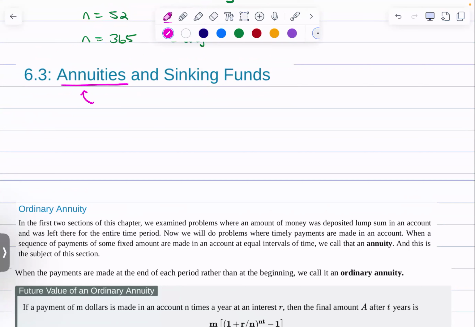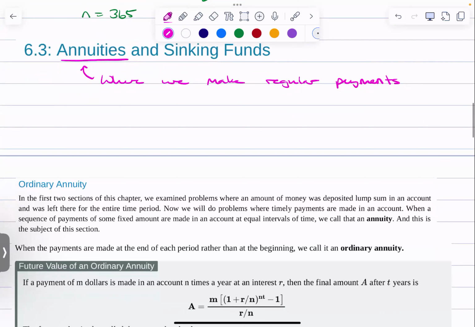But annuities are where we make regular payments, right? And by regular, I mean monthly payments or maybe annual payments, right? Daily payments, that's crazy. But weekly payments maybe. And so we make regular payments into our savings, or to pay off a loan.